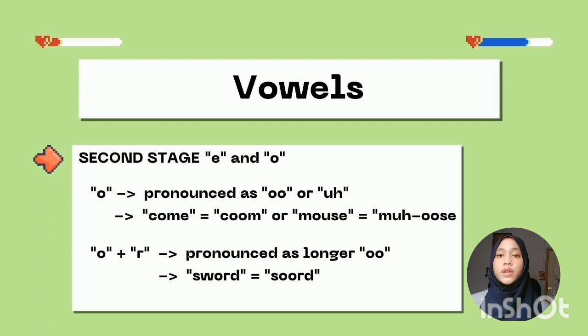Additionally, the letter O sounded rounder and deeper compared to modern English. Words with the letter O were said with sounds of U or A. Therefore, words such as come and mouse would be pronounced respectively as kum and mahus. When words contain the letters O and R, the word is pronounced with a longer U sound, so sword would be pronounced as sword.